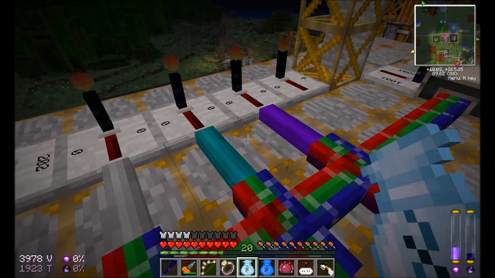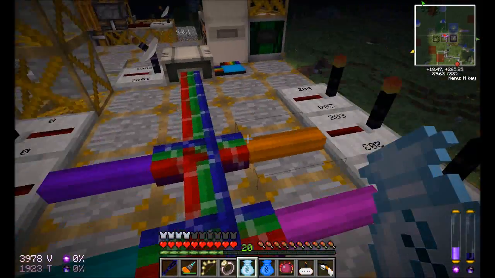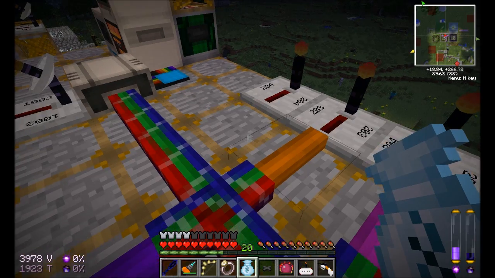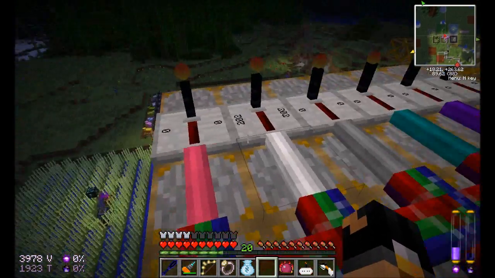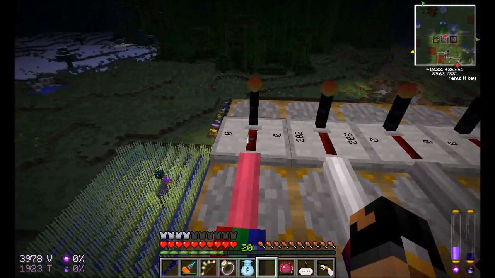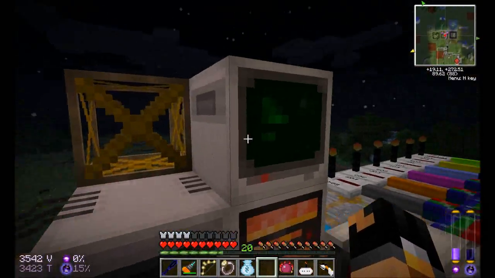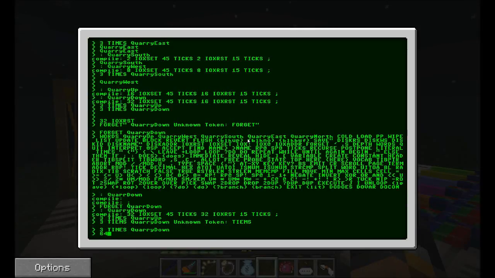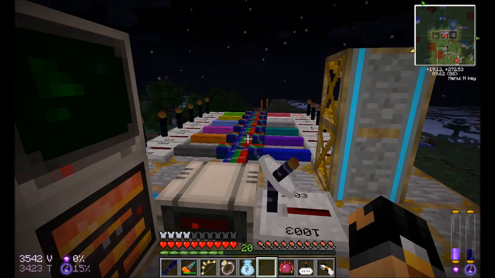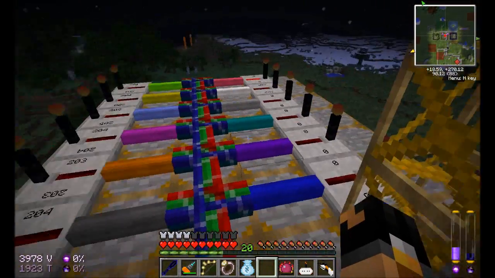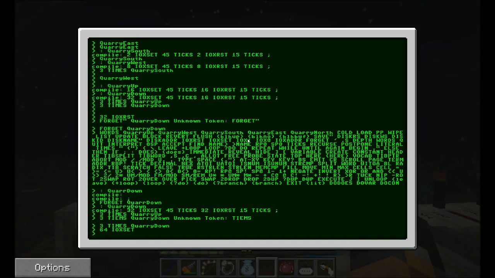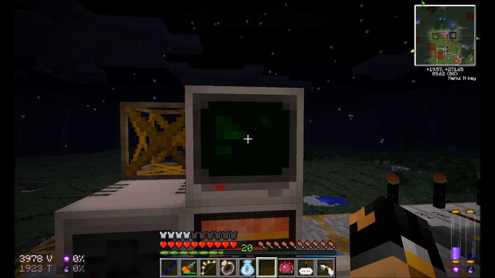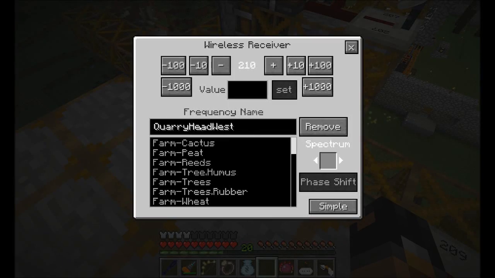So if I want to do this, it's white. I think it was gray. That and blue is at the end here. So if that was 32, the next one should be 64. So I'm just going to do this, 64. Let's see which one it is. Yeah, it's this one here. Okay, so let's make that one Quarry Head West.